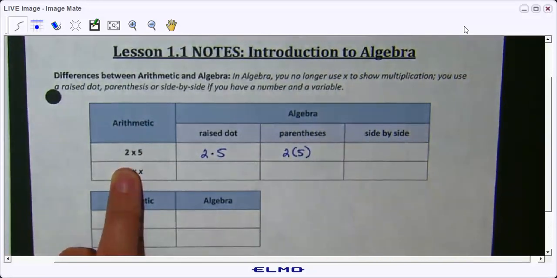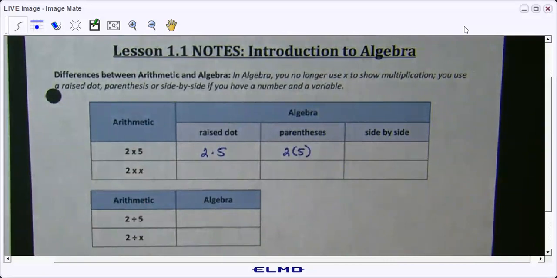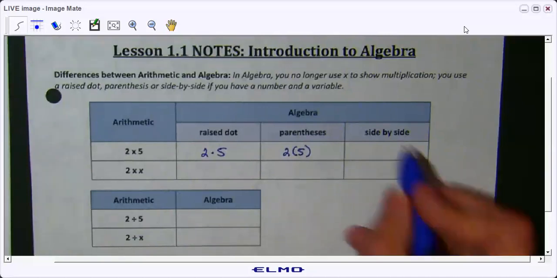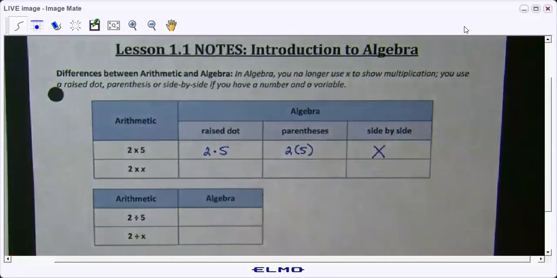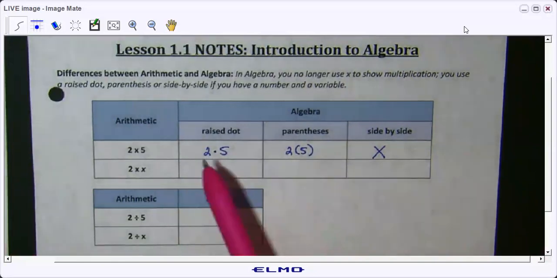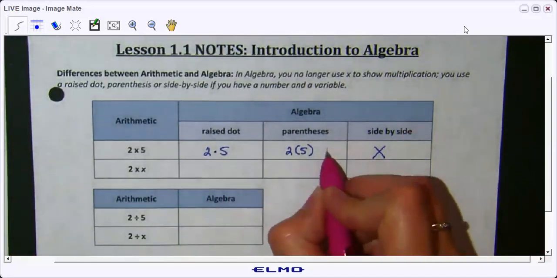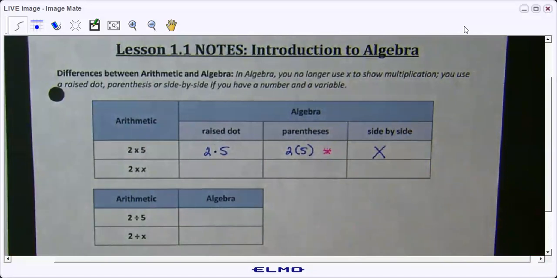We cannot write 2 numbers side by side to represent multiplication, because if we were to write it side by side, it would now be 25 rather than 2 times 5. So we can't do that with 2 numbers. That's okay. My preference for 2 numbers side by side would be this one right here. But does that mean that you will get it wrong if you write it with a dot? No, it won't. That's just my preference.